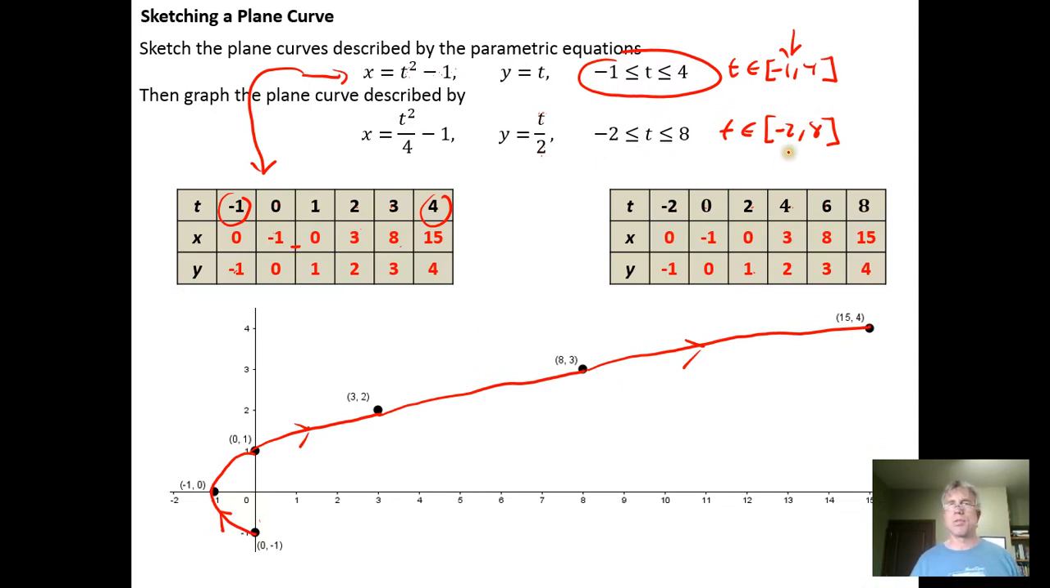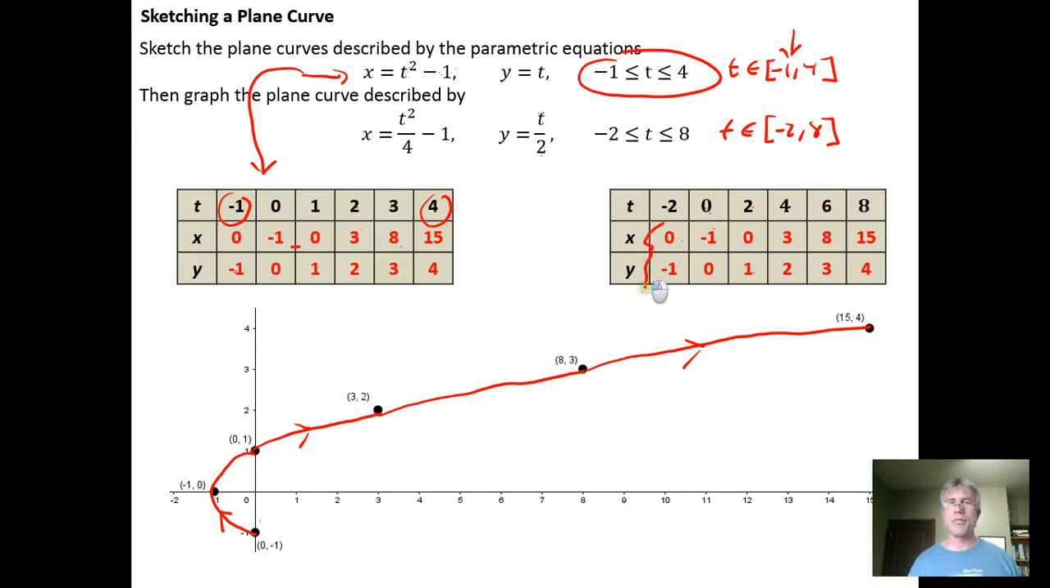We plug the pieces in. So we plug in the negative 2 goes in here. Negative 2 squared is 4. 4 over 4 is 1. 1 minus 1 is 0. 0 goes in here. 0 squared over 4 is 0 minus 1 is negative 1. 2 squared is 4 over 4 is 1 minus 1 is 0. 4 squared is 16 over 4 is 4 minus 1 is 3. 6 squared is 36 over 4 is 9, and 9 minus 1 is 8. And then 8 squared is 64 over 4 is 16, and 16 minus the 1 is the 15.